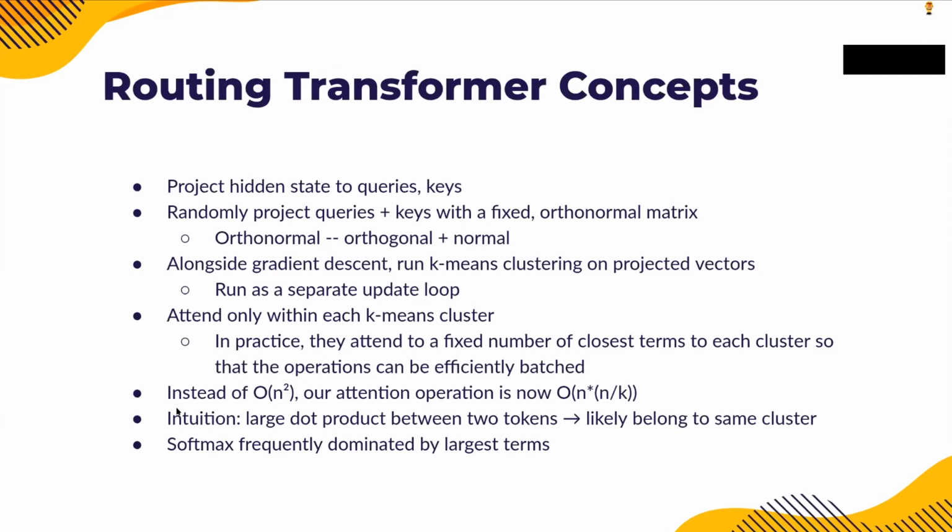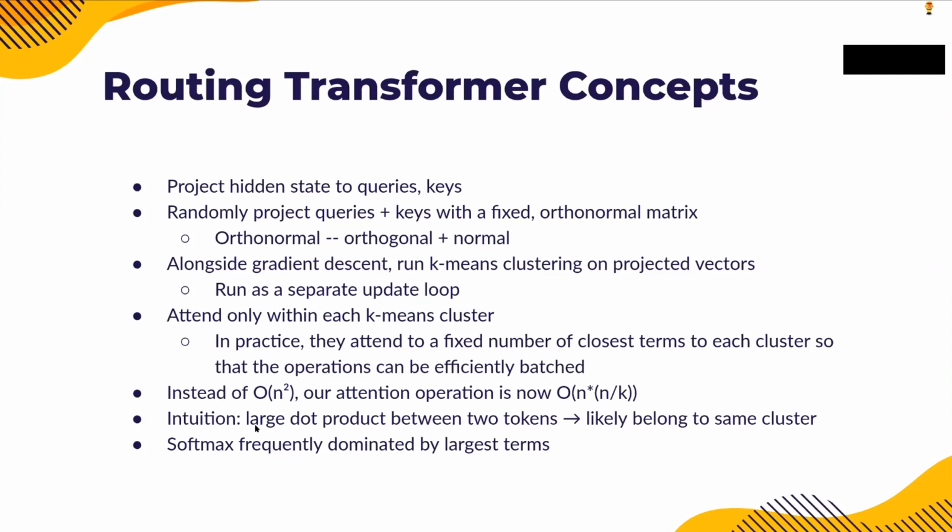And this allows us to, instead of having an O(n squared) operation like dense attention, use an attention operation that is now O(n) by n over k. And if you select optimal k, this becomes O(n root n), just like sparse attention.